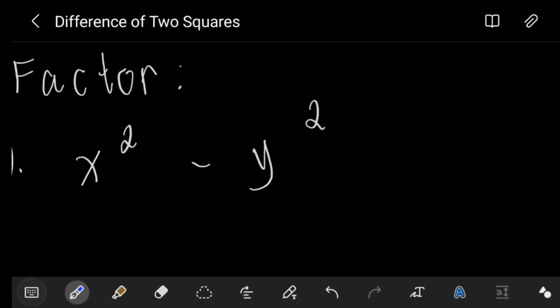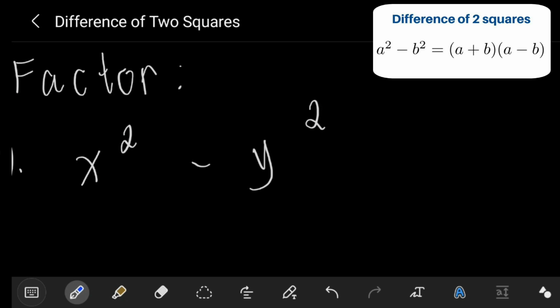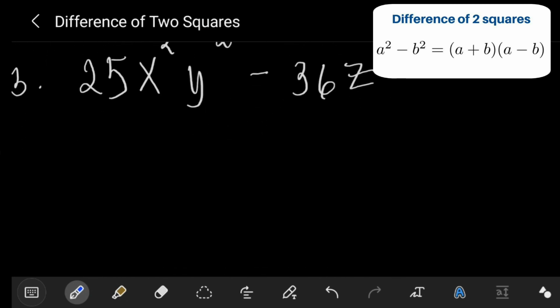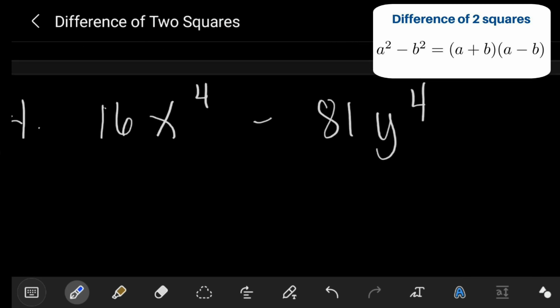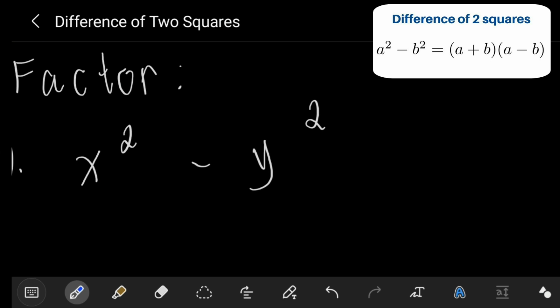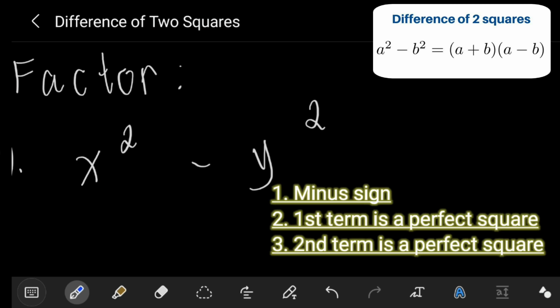Okay? Para mas maliwanagan kayo, meron tayong mga examples. Mga kamatik, ito na ang mga examples natin. Okay? So, meron tayo ditong 5 questions na i-factor out. Matitignan natin kung siya ay difference of two squares gamit yung mga basihan natin. Na kailangan may minus sign, perfect square yung first term, at perfect square yung second term.